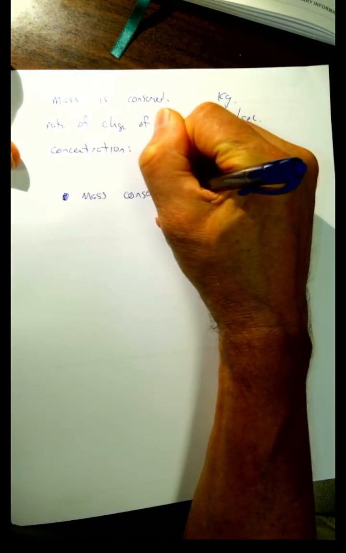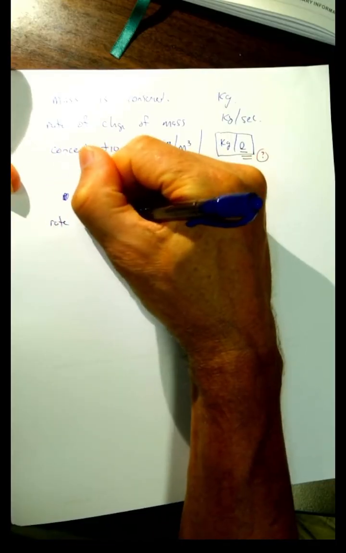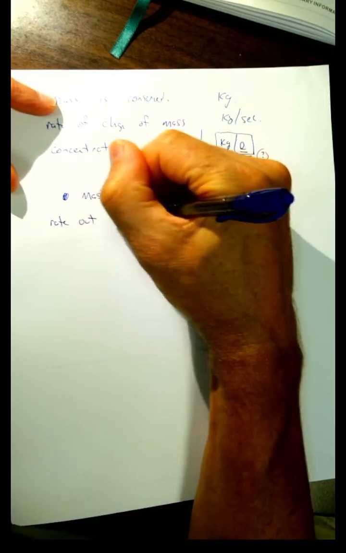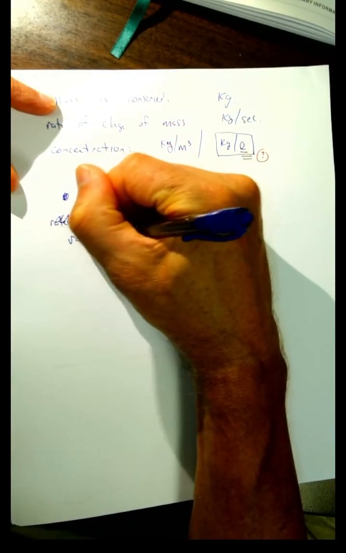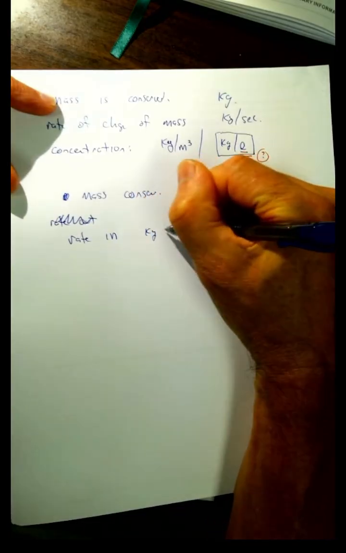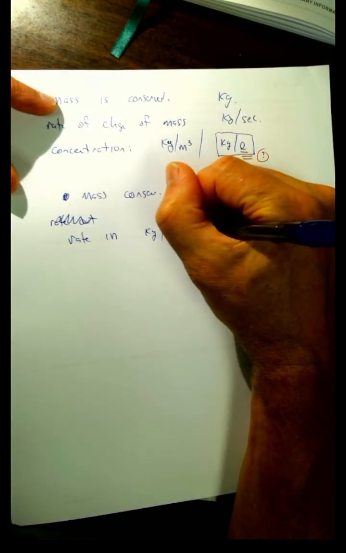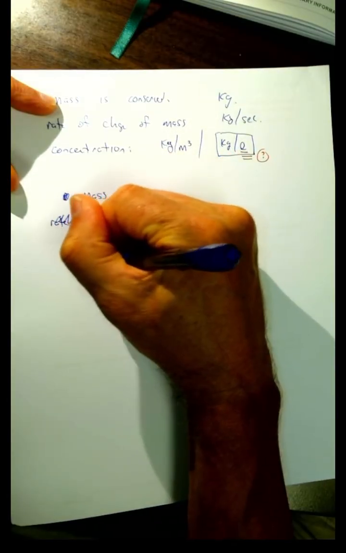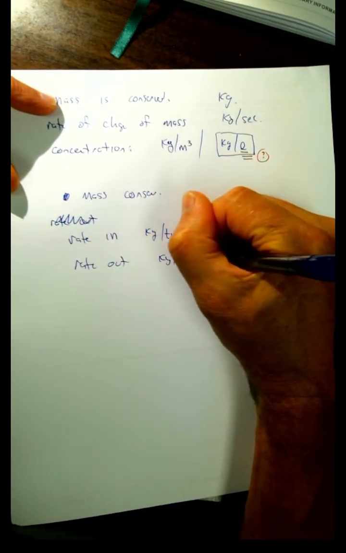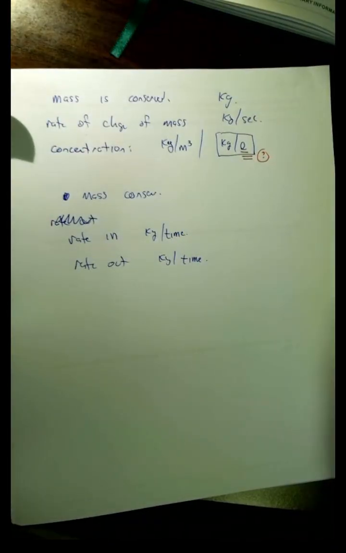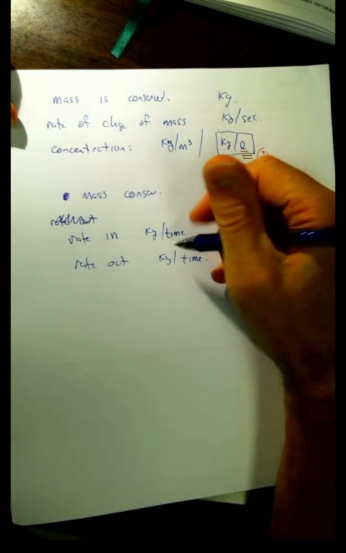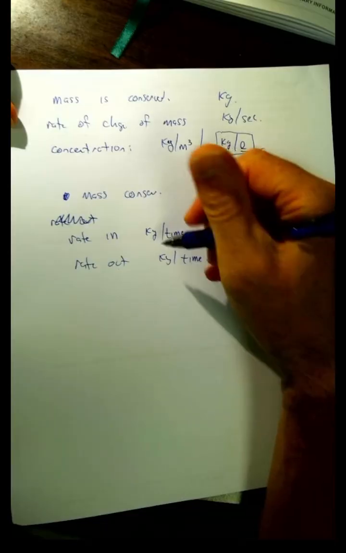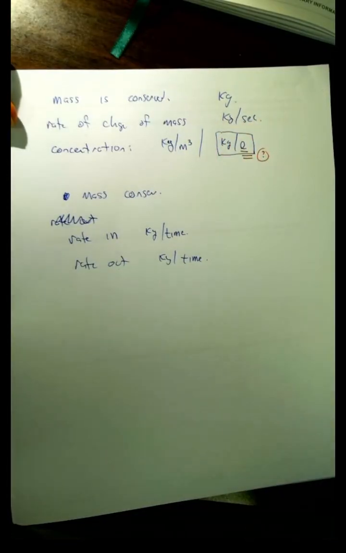So when we talk about mass conserved, we're going to say the rate out of the system. Oops, let me be careful here. The rate in is going to be kilograms per time. The rate out is kilograms per time. And if the rate out is bigger than the rate in, then that's going to be negative, so the total rate of change should be negative in this system.